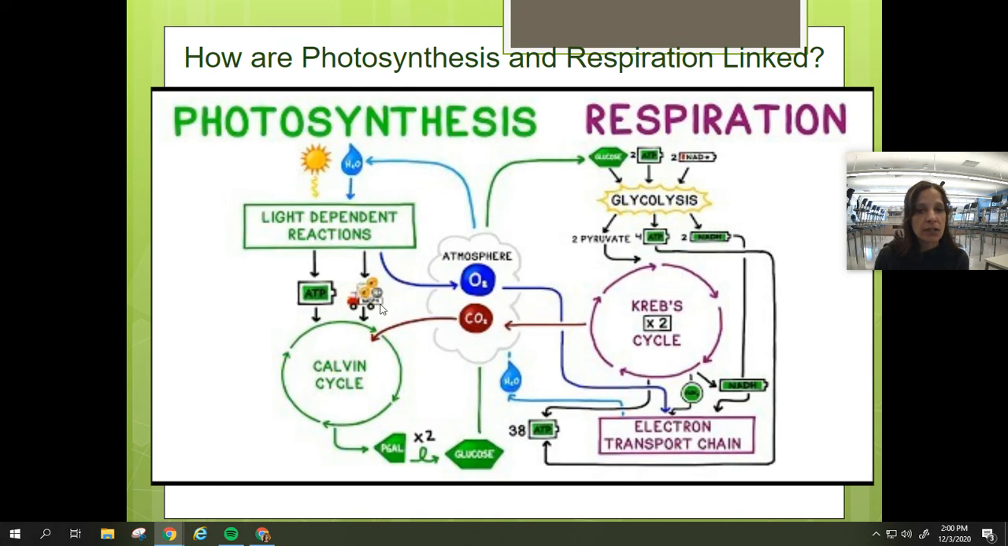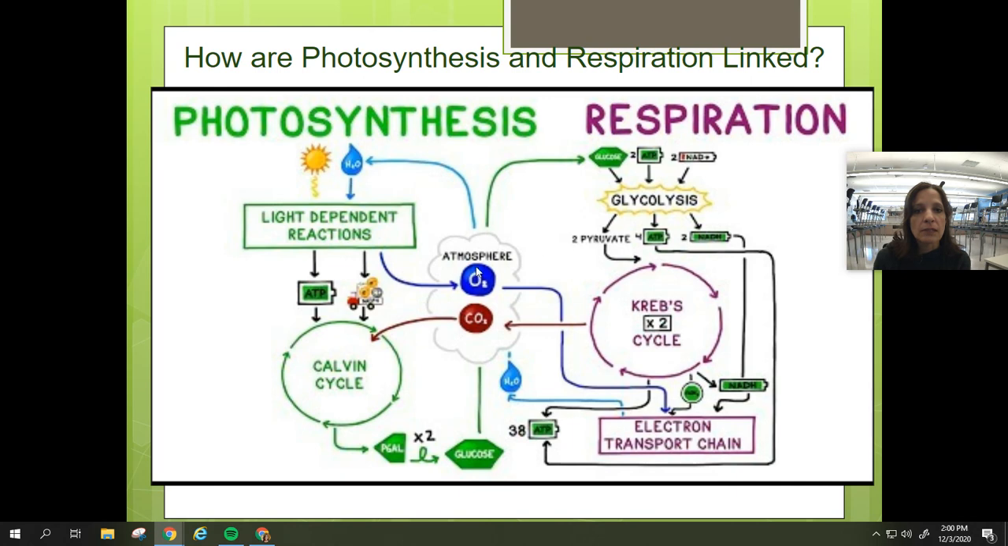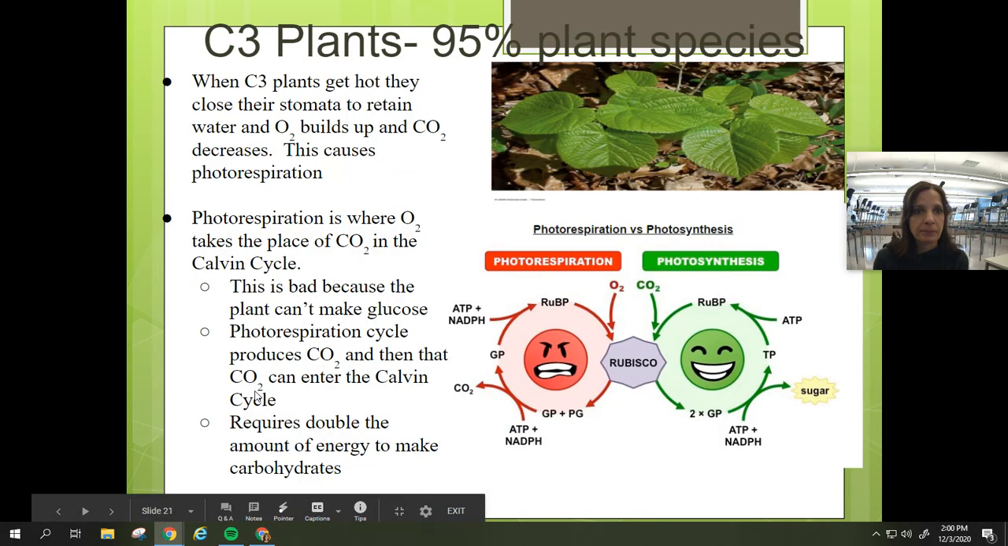ATP and NADPH, that's what this little truck is supposed to be, are formed. Those go into the Calvin cycle, and the carbon dioxide that was produced from the Krebs cycle goes over and goes into the Calvin cycle, and you end up with this PGAL, which is the G3P molecule, and finally glucose, which then goes up into respiration. So it is all connected and pretty darn amazing, I think.